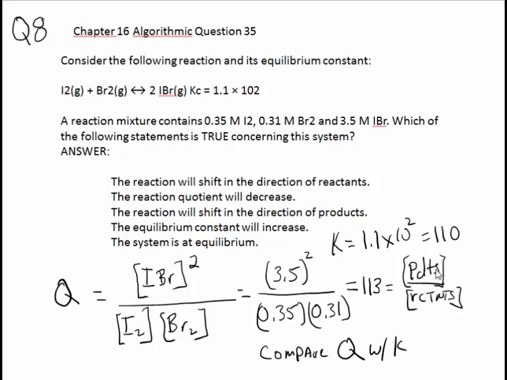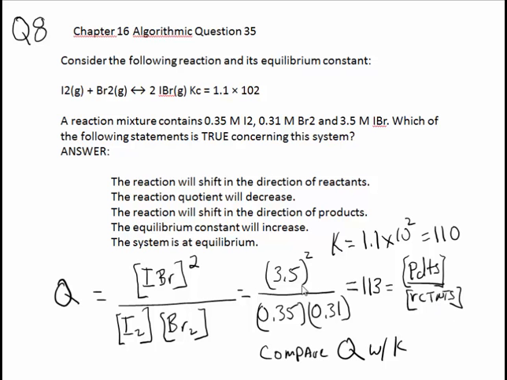If Q is larger than K, that means the products are larger than they should be, and therefore the reaction has to move to the left to make more reactants. If Q is less than K, that means the reactants are at higher concentration, and then it has to move towards products to reach equilibrium.